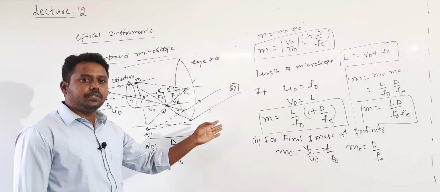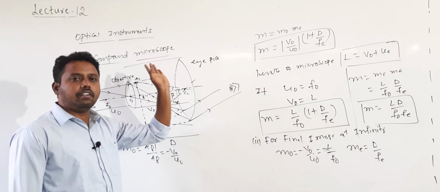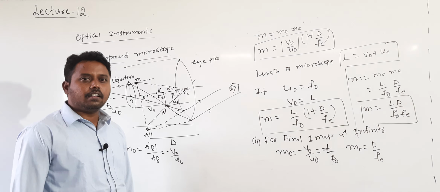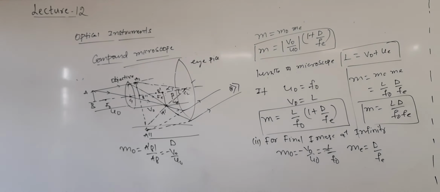To have more magnifying power, the F0 value and Fe value must be very, very small. The focal lengths of the objective lens and eyepiece must be very small, then only the magnifying power will be very large. Are you getting? So this is the information regarding the compound microscope.